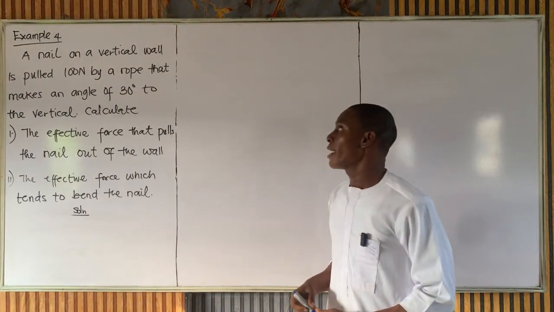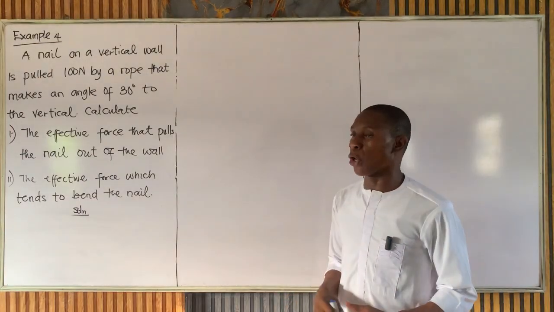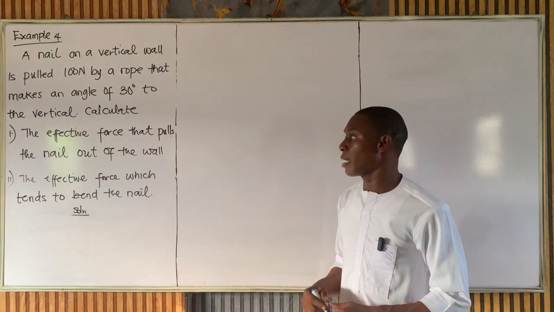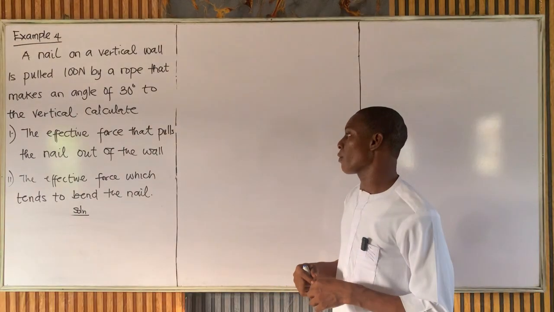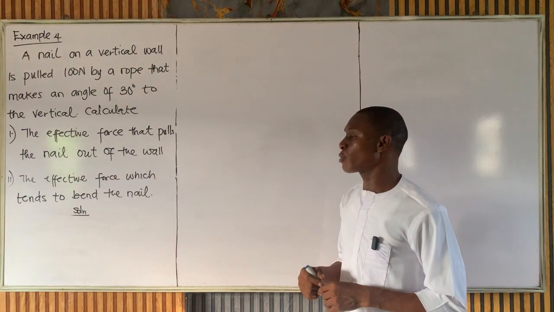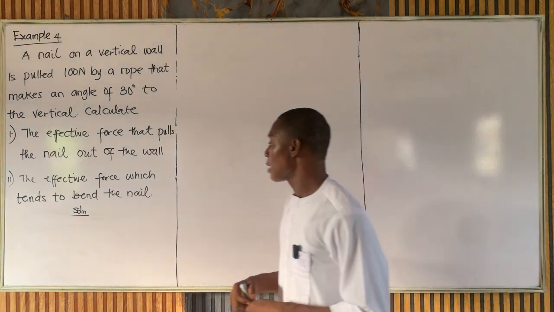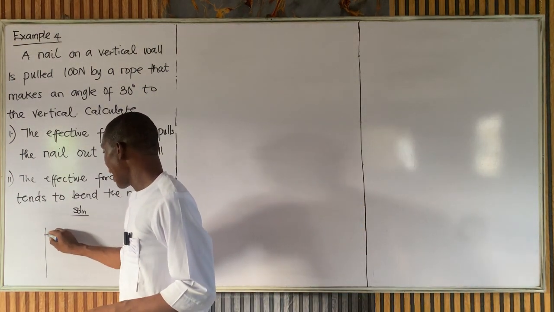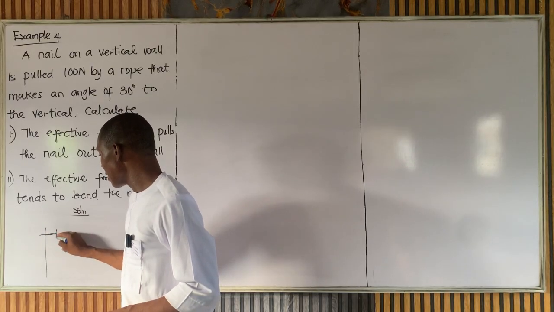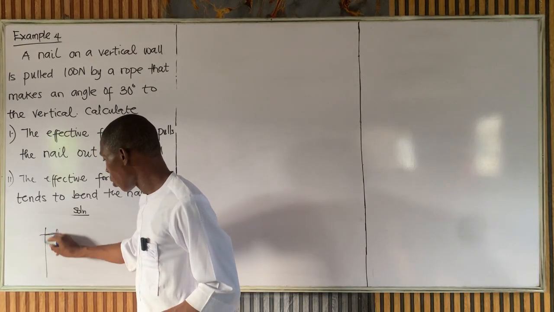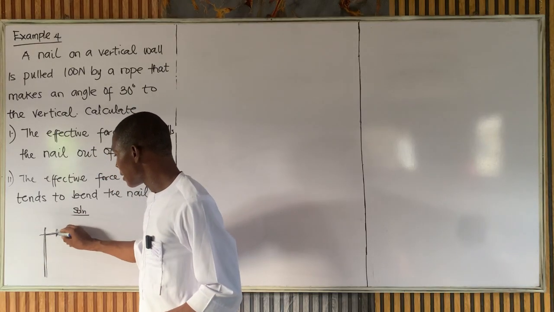Example 4. A nail on a vertical wall is pulled by a rope that makes an angle of 30 degrees to the vertical. Calculate 1, the effective force that pulls the nail out of the wall, and 2, the effective force which tends to bend the nail. Here, let's say we have a vertical wall. This is the wall now, and a nail enters into the wall. This is the nail, and this is the wall.